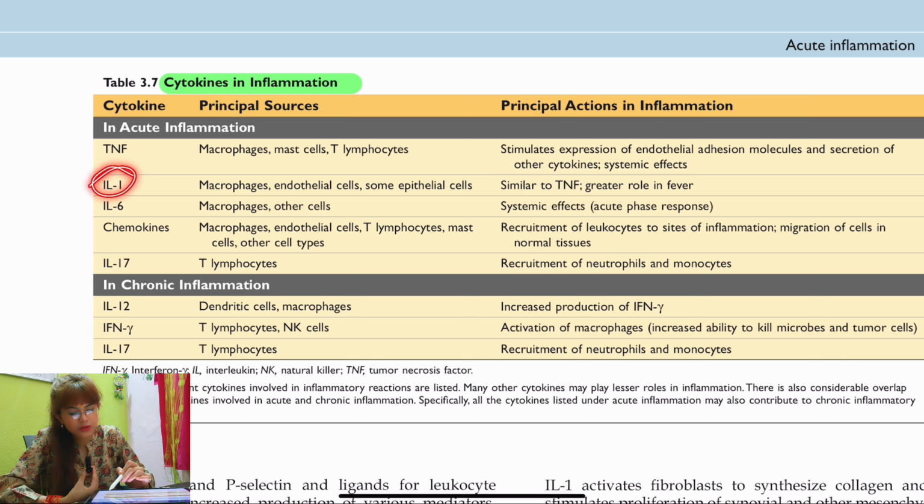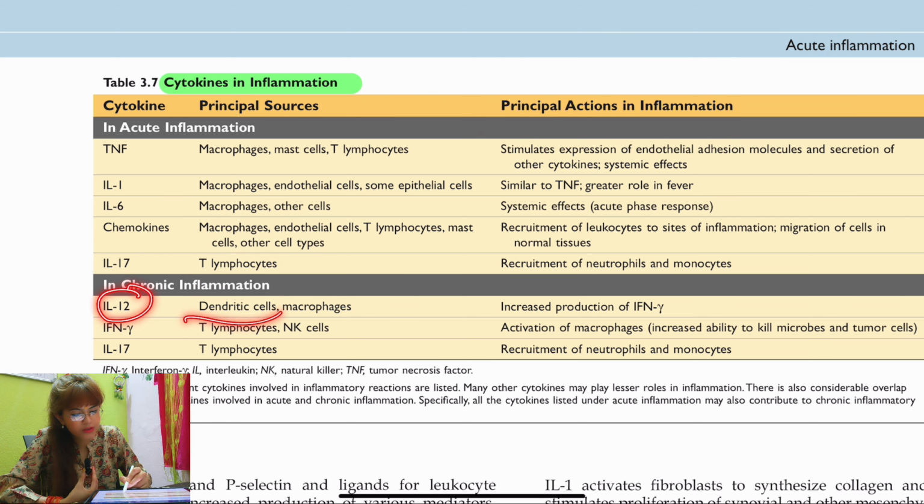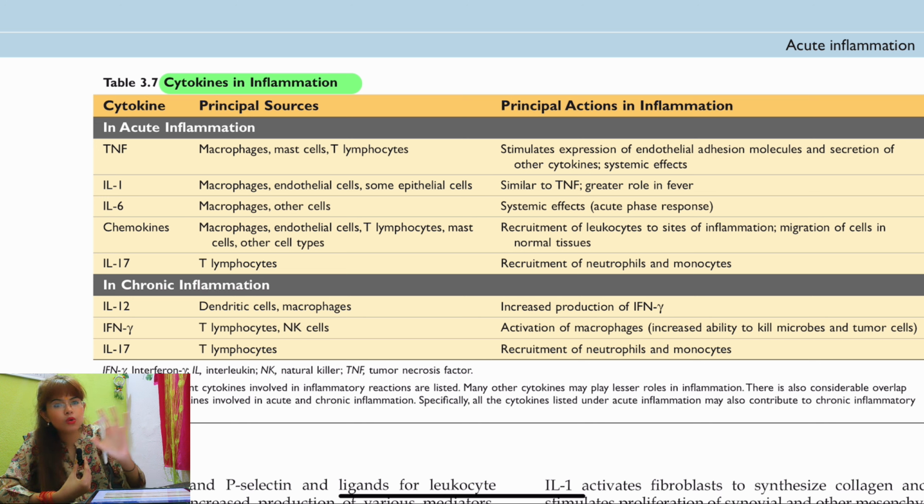From where we get interleukin 1, interleukin 6, and interleukin 17, which is produced by the T lymphocytes, and obviously actions are also important. Like interleukin 12 from the dendritic cells and the macrophages, producing the interferon gamma, a very important point. Then interferon gamma is in turn produced by the T lymphocytes and the NK cells, which activate the macrophages. So there's a very close interconnecting link between the T cells and the macrophages.